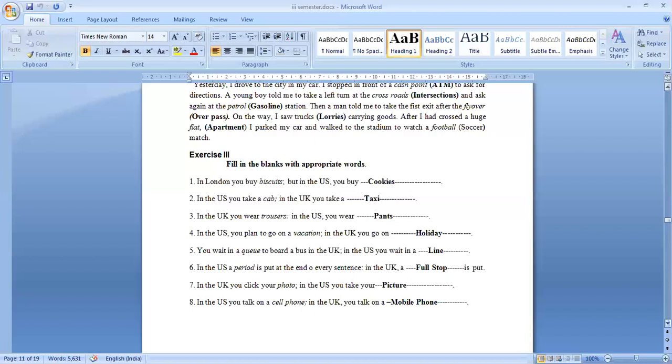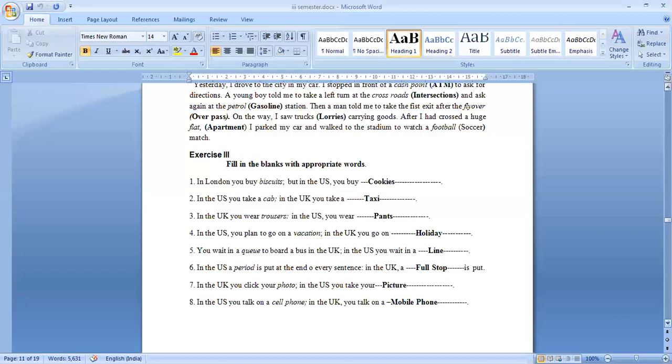Sentence number 3. In the UK, you wear trousers. In the UK, means in Britain, in England, the British people wear trousers, generally worn by men. The bottom part of garments from the waist is called trousers. So the British people call those garments trousers, whereas in the US, the United States, the American people call the same things pants. So Britishers' trousers are American pants.